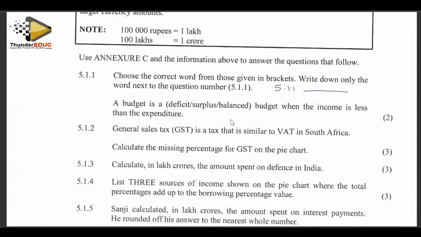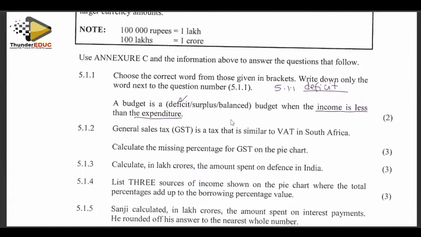So a budget is a dash: deficit, surplus, balanced budget. When the income is less, it becomes what? A deficit. You're working in what we call deficits. But when the income is more, it becomes a surplus. When the income equals the expenditure, it becomes a balanced one. So here the answer is supposed to be deficit. Why? You are in negatives.